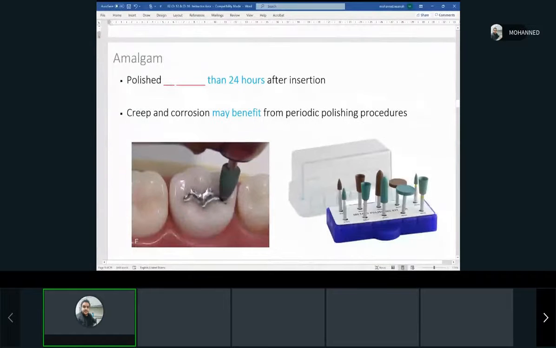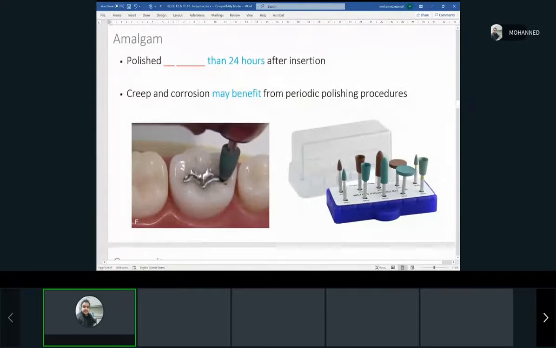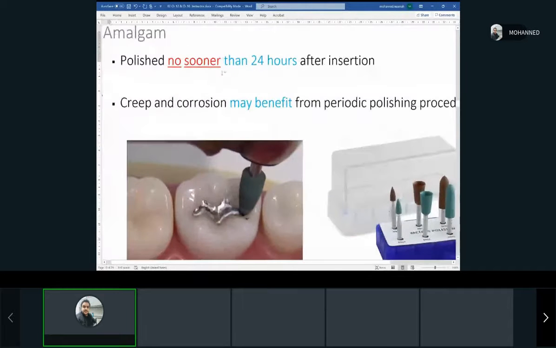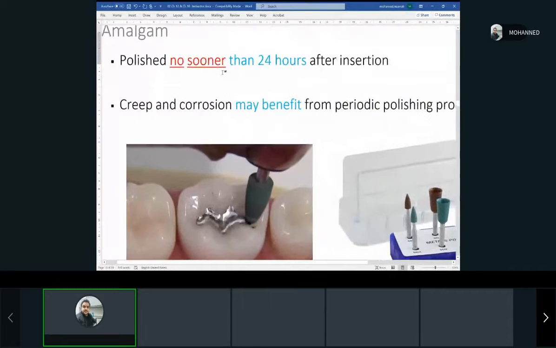So now we're going to talk a little bit about amalgam polishing because it has specific things to it. So you do not want to polish sooner than 24 hours after insertion, after you put the amalgam in. It needs to be completely set and completely hardened before you polish it. Again, amalgam is not used that often nowadays, but it's information to know because we do polish fillings. For example, composite, we polish it right away. You put the composite in, you finish it and polish it in the same session.